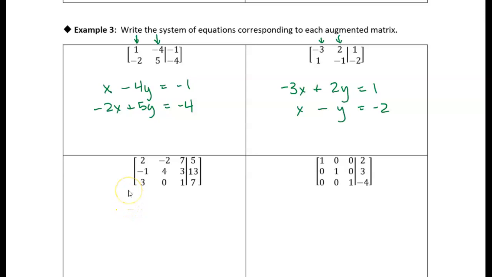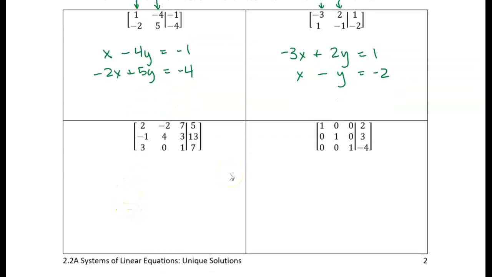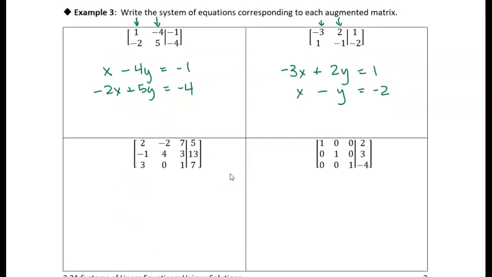In this last one, all right, so now we have a system of 3 equations and 3 unknowns. But it's the same process, except now maybe we have x, y, and z. So I'm just going to make this the x column, y column, and z column. Okay, I'll just use x, y, and z as my variables. So if I do that, I have 2x minus 2y plus 7z equals 5. That's the first row. The second row is going to be -1 times x, so I can just write that as minus x, and then plus 4y plus 3z equals 13.